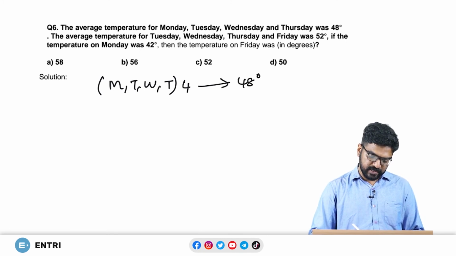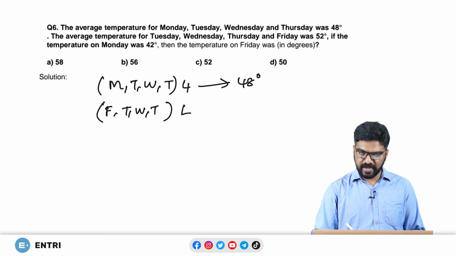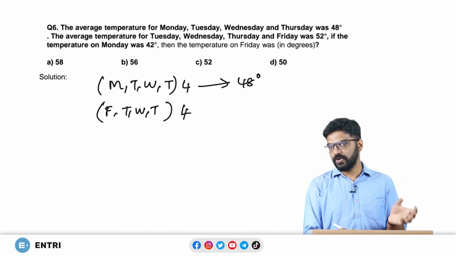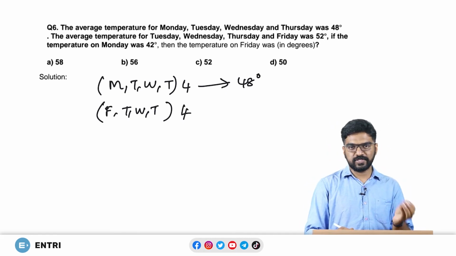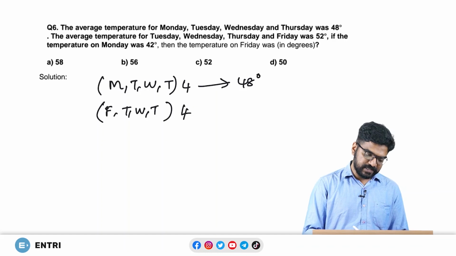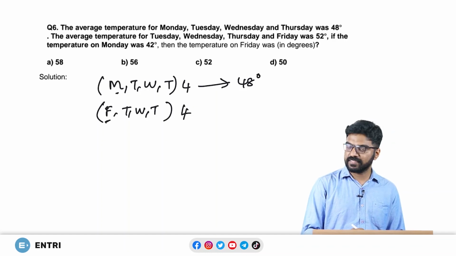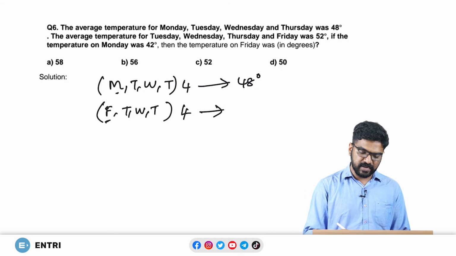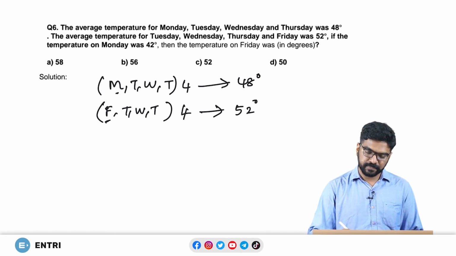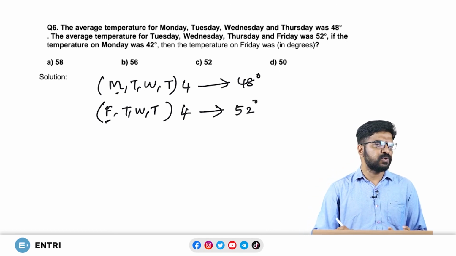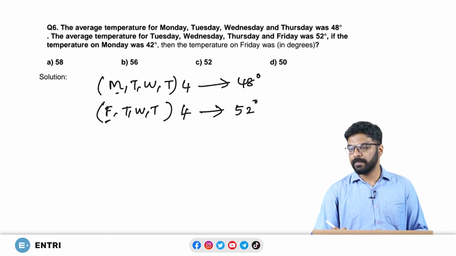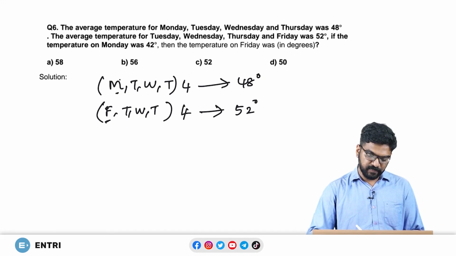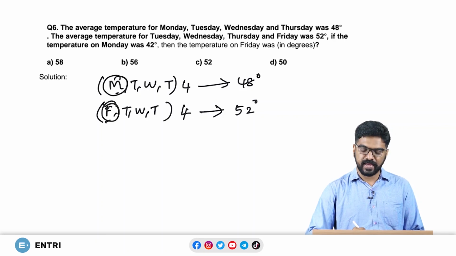Okay, then the temperature for Tuesday, Wednesday, Thursday and Friday. So this is what we have. So again we have only 4 values. So actually what happened, there is no difference or no addition, there is only replacement. Instead of Monday's temperature, we have taken Friday's temperature. So what happened to the average temperature? It became 52 degrees Celsius. Now, how will we do this question? I told you we can apply the same method. What happened is, instead of Monday, we have Friday.